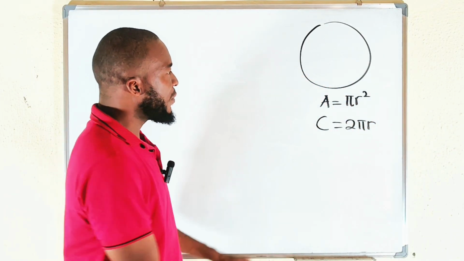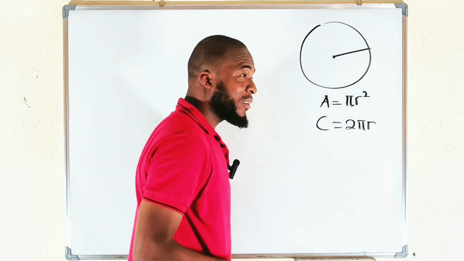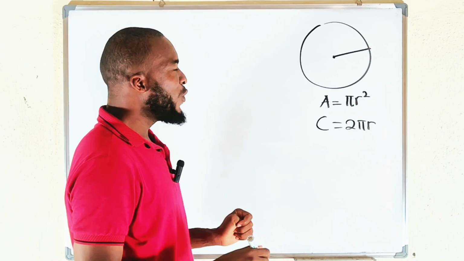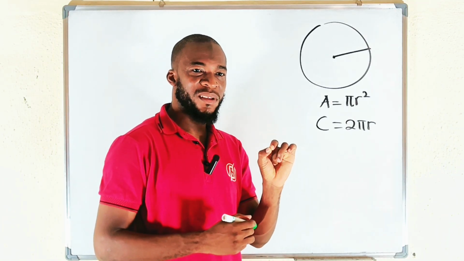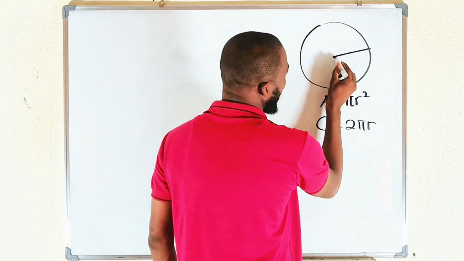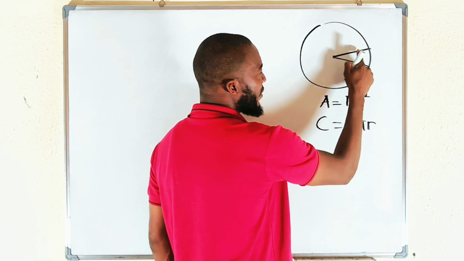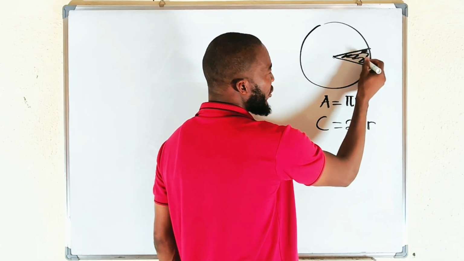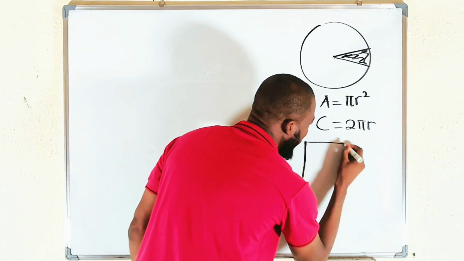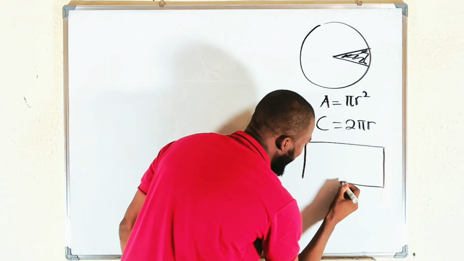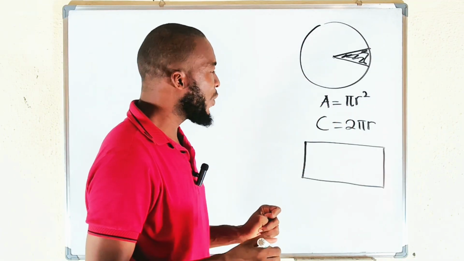Because remember, we have a center here, and from the center to any part of the circle is called the radius, right? So this is a radius. If we can cut this circle into tiny pieces of sectors, what is a sector? If you have two radii, you have a sector, right? This shaded region is called the sector. So if you can fit multiple tiny sectors into a rectangle, you'll be able to derive this important formula, which is pi r squared.